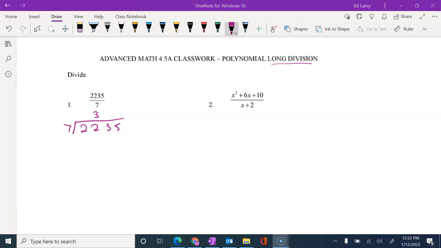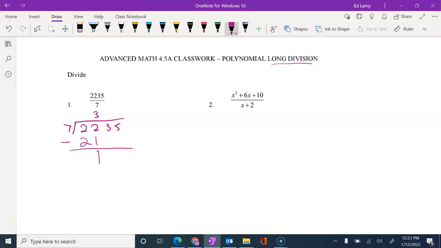Be sure to keep things organized and lined up. The 7 goes into 22, so the 3 is carefully placed over the second 2. And then we multiply. 3 times 7 is 21, and we put that product right there. Next, we subtract. 22 minus 21 is 1. Then we do it again.